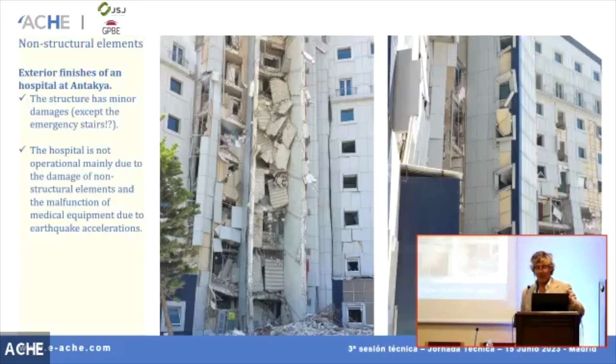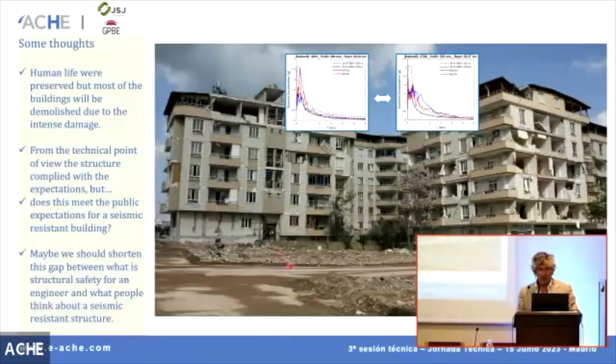This is a good example of a hospital, and all this exterior finish, just in this state. The hospital was not operational, mainly due to damage to non-structural elements and to the malfunction of the medical equipment. Okay, so here we had a collapse of the emergency stair.